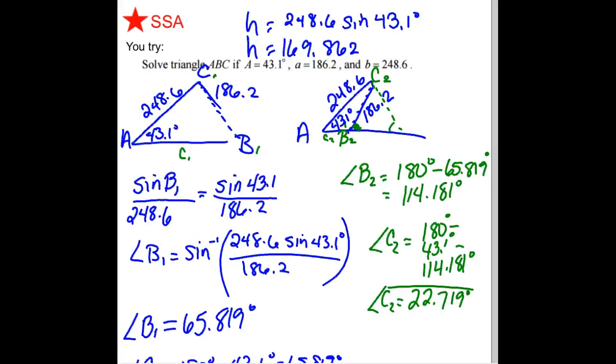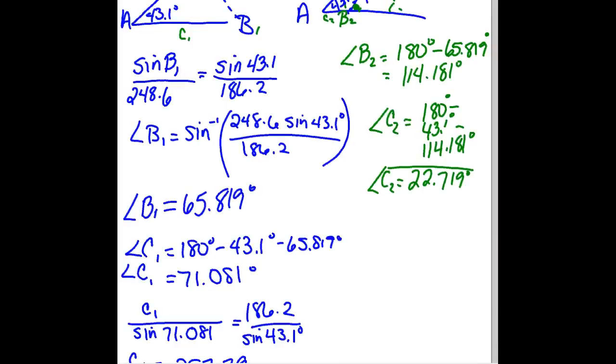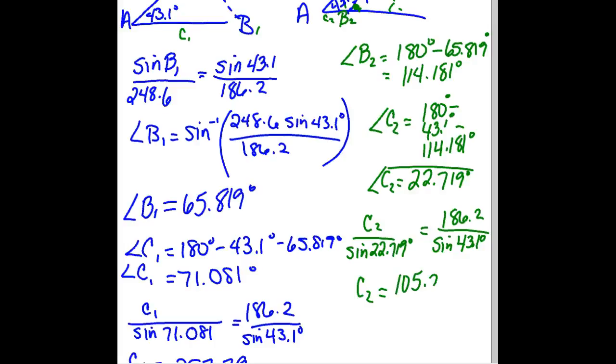Okay. And then to find side C2, set up our proportion. So side C is to the sine of 22.719 as 186.2 is to the sine of 43.1. What do we end up with? Anybody else get that?